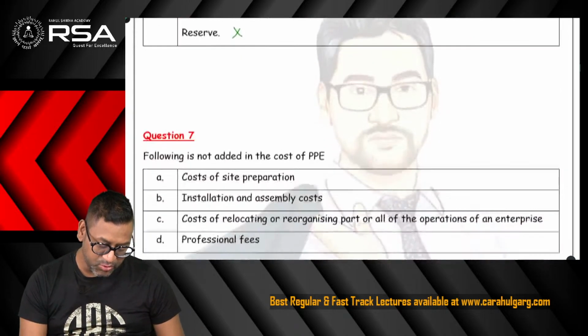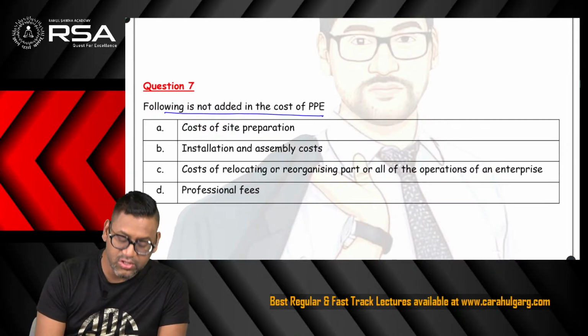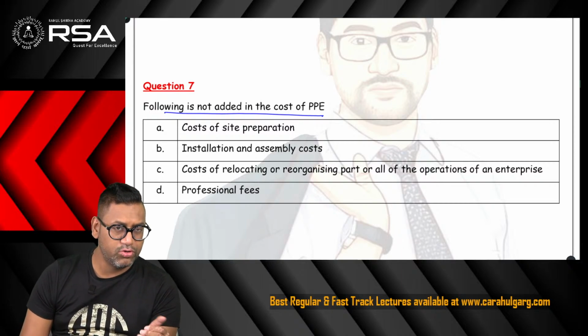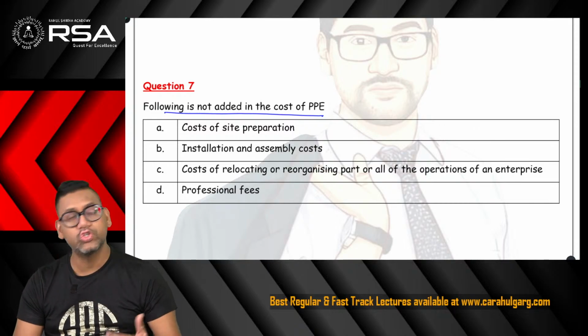Okay, coming to the next question, question number 7. It says, following is not added in the cost of PPE. So 4 options are given. Out of these 4, 3 items are those which are added. So we have to find out the odd one which is not added.